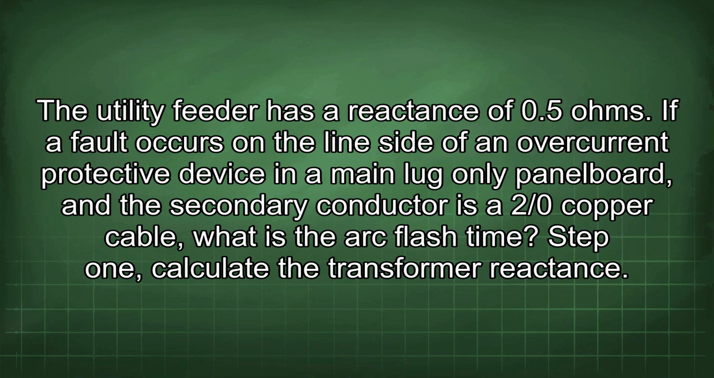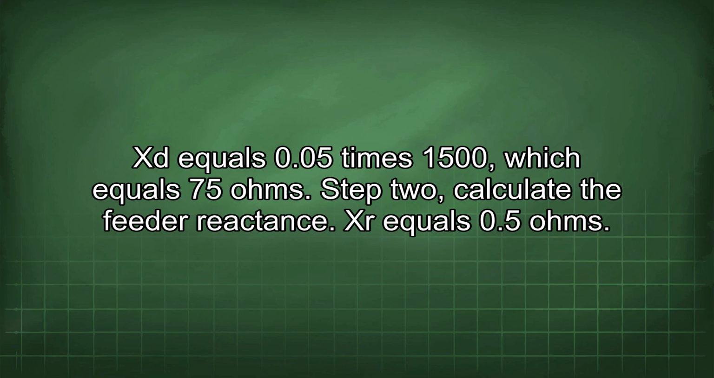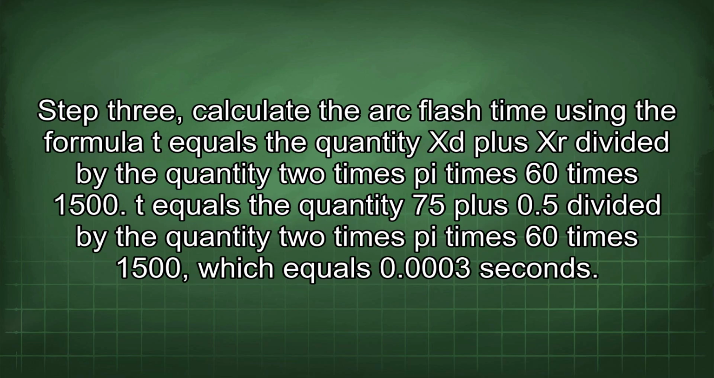Step 1. Calculate the transformer reactance. Xt equals 0.5 times 1500, which equals 75 ohms. Step 2. Calculate the feeder reactance. Xr equals 0.5 ohms.